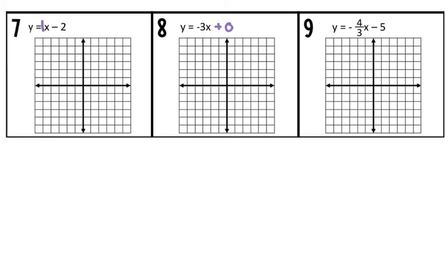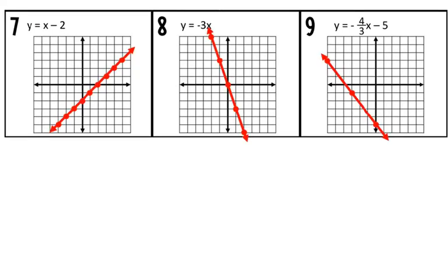Okay, so hopefully you've taken the time, you've paused the video, and you've worked out these 3 problems. So let's see how you did. Your graphs should look like these. One thing to check that you are solving it correctly: if your y-intercept is negative, it should be on the negative y-axis. If your slope is negative, your line should be going down.